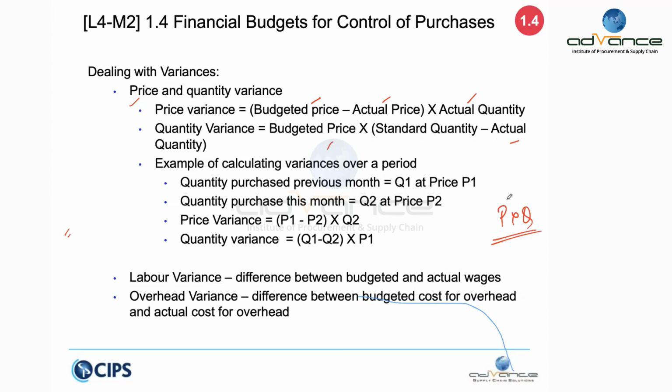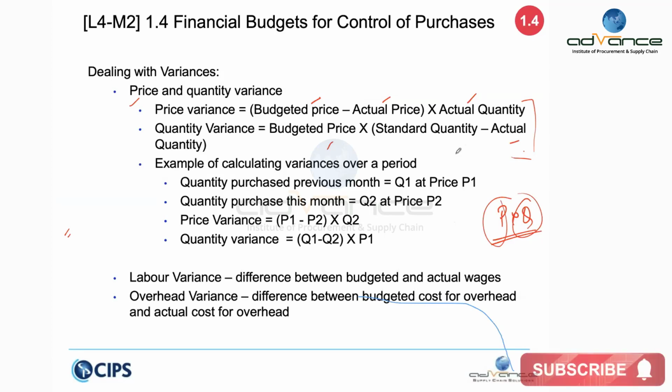So you have price variance and you have quantity variance. The amount of variance, how much it varied, is given by these two formulas. Right? So price variance is budgeted minus actual multiplied by actual quantity. Quantity variance is budgeted price multiplied by standard quantity minus actual quantity.